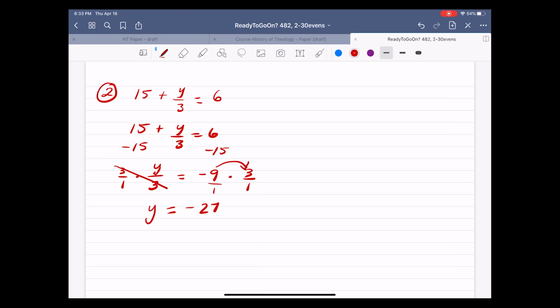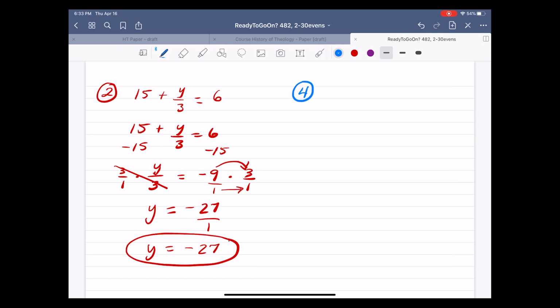I can put negative 9 over a 1 to make it numerator times numerator and denominator times denominator. 1 times 1 is 1. Our answer, y equals negative 27 divided by 1, gives me negative 27. That is number 2. Let's go to number 4.